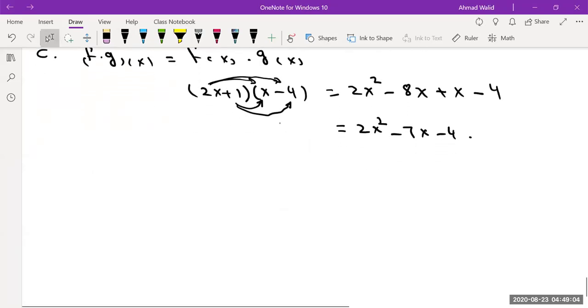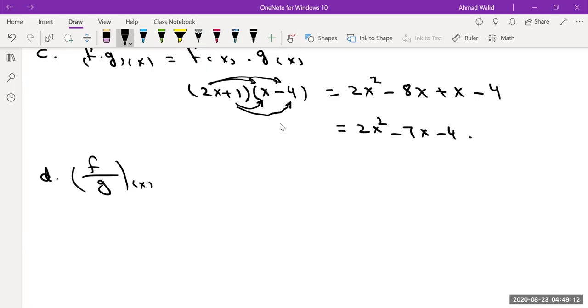F over g, d. F over g of x means f of x over g of x. Which means, what is your f of x? 2x plus 1 over g of x, x minus 4. In this case, I cannot simplify this. That's my answer. But if I can factor, if I can simplify, definitely I will simplify. Or if I can reduce, that will be my answer, right?